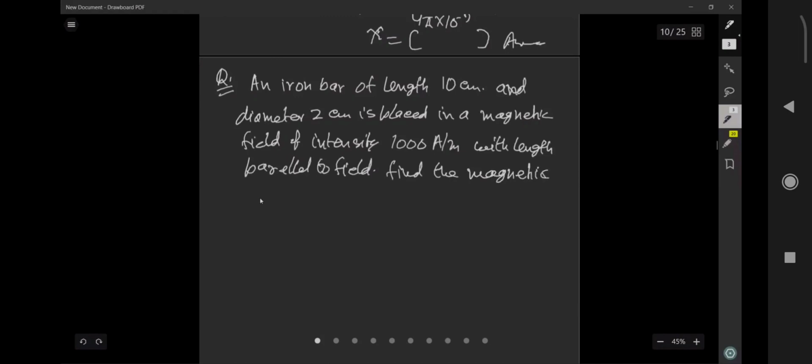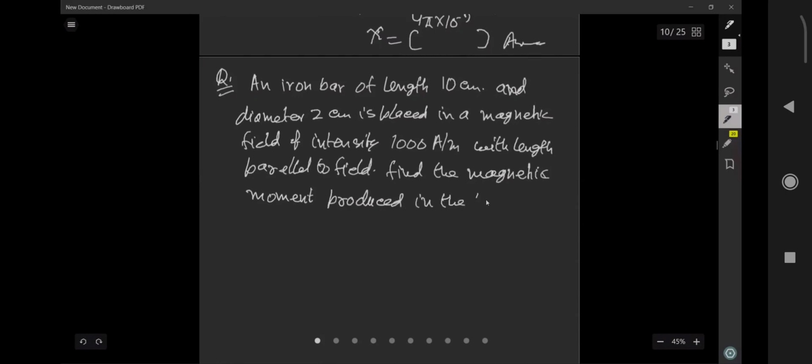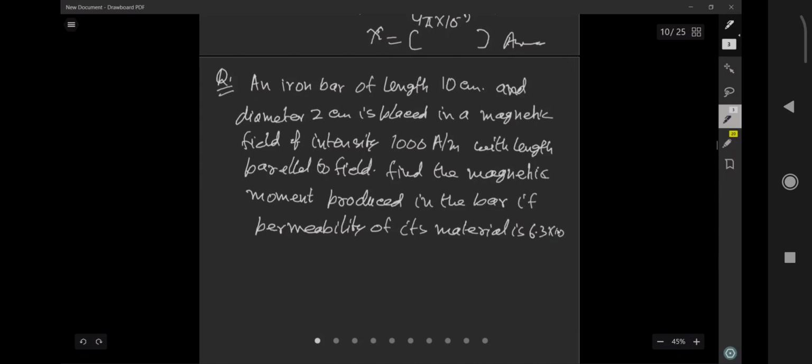Find the magnetic moment produced in the bar, if the permeability of its material is 6.3 into 10 to the power minus 4 Tesla meter per ampere.